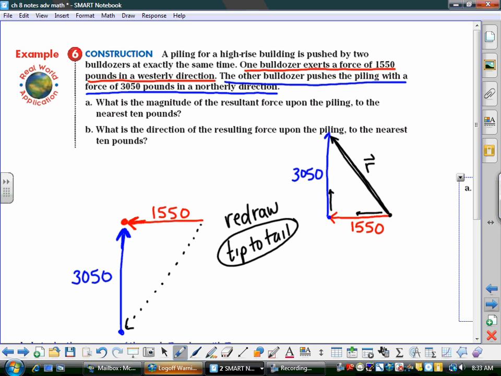So let's see, we need to figure out what's the magnitude of that force. The magnitude is like the length of it. This one they made easy for us. They made it go exactly perfectly west and perfectly north, so we have a right triangle. The magnitude is going to be the length of that black side, the length of the resultant, so we can do the Pythagorean theorem. I'll put an M for magnitude. And if we solve that, they want us to round to the nearest 10 pounds. We can find the magnitude of that vector.